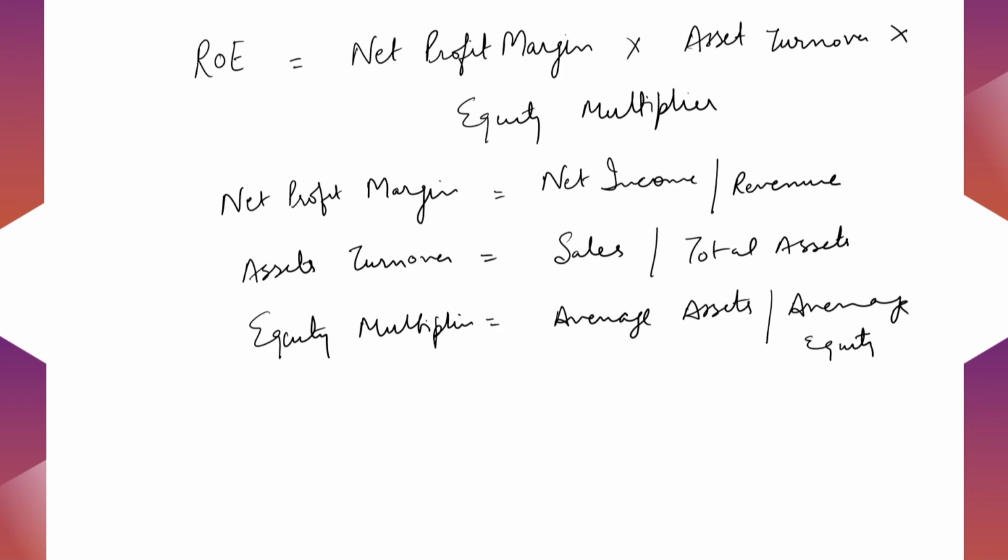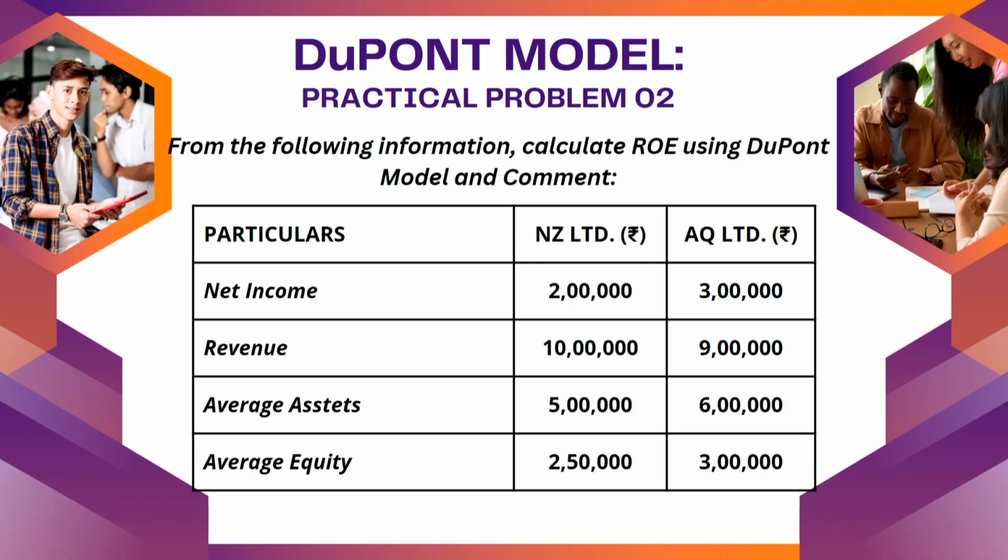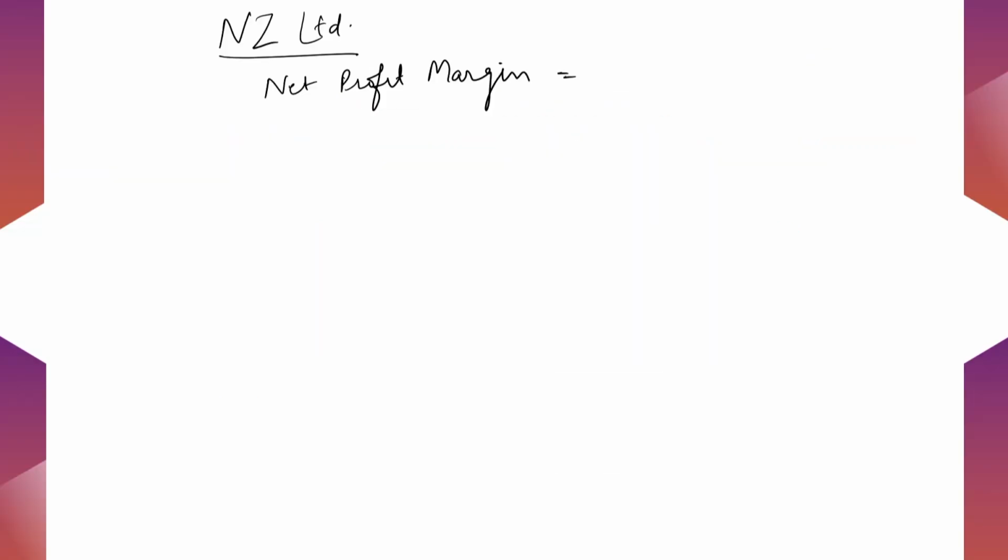Moving ahead with the information provided and putting it in the formula, first we calculate for NZ Limited. The first step is net profit margin. As you can see from the question, the net profit of NZ Limited is 2 lakh and the revenue is 10 lakh. So we divide the 2 lakh by 10 lakh rupees, and we get the figure of 0.2.